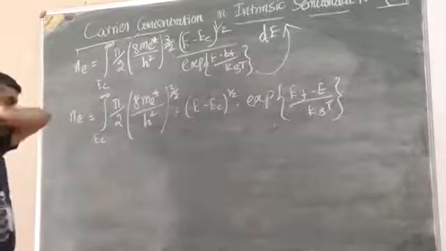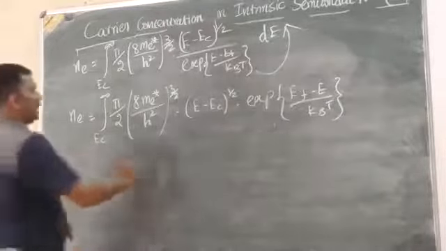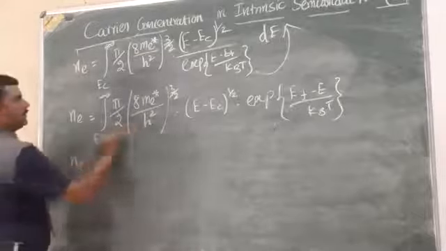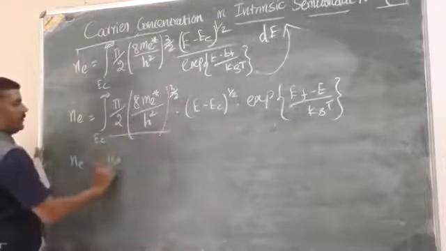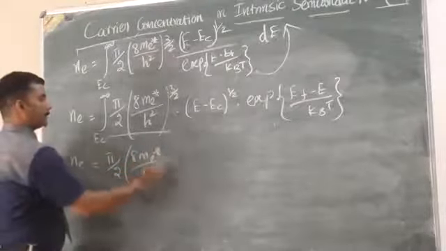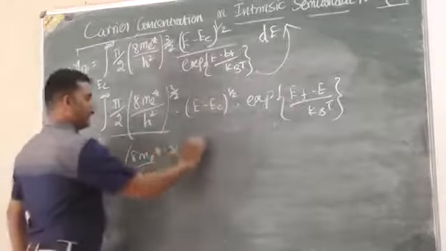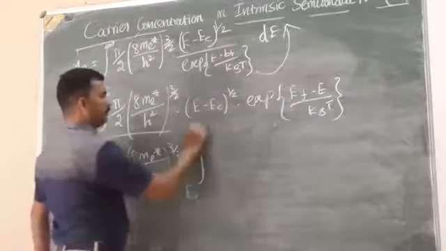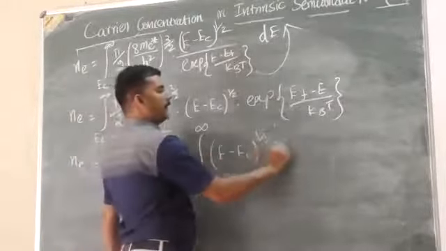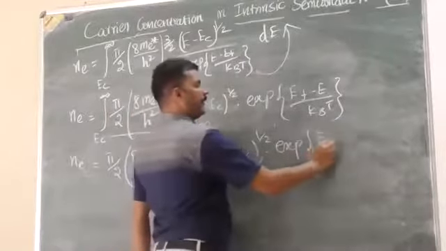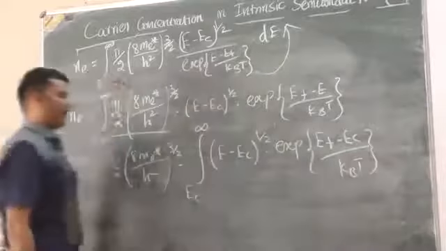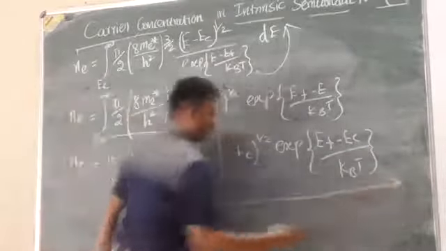Alright. Now we need to solve this integral, right? Or we can write Ne equals, take this term as a constant, so take it outside: pi by 2 into (8 me star by h squared) whole power 3 by 2, integral from Ec to infinity of (E minus Ec) whole power half into exponential of (Ef minus E) by kBT dE. Right. So now we need to solve this integral.